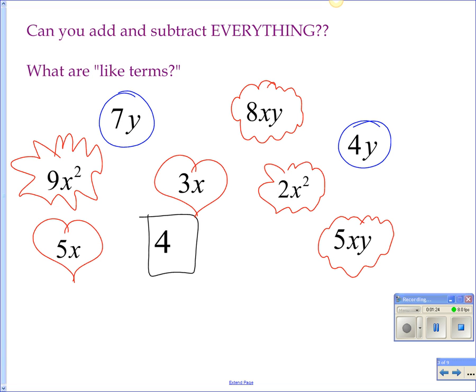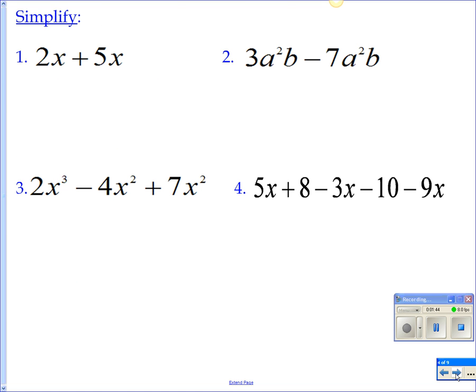Okay? So x to the second does not match x. Those are different. X to the second matches x to the second. They have to have exactly the same variable and exponent. Okay? Any questions about that? Okay. All right, this first problem, you need to write down 2x plus 5x. Write it down.